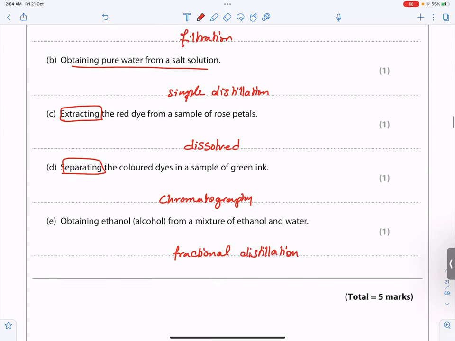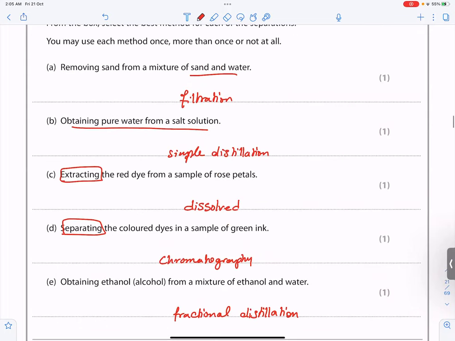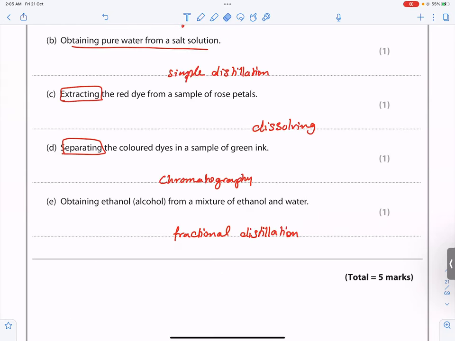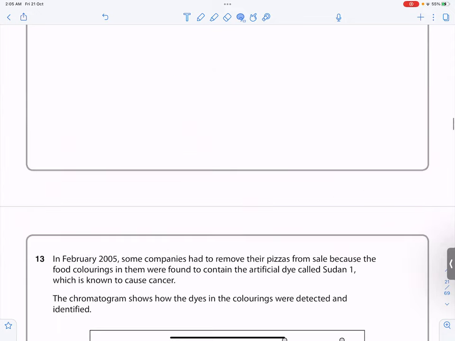يبقى احنا عندنا obtaining pure water يبقى removing sand الأول filtration عشان sand ده insoluble. Obtaining pure water يبقى simple distillation. Extracting red dye يبقى dissolving. وبعد كده separating colored dyes in a sample of green ink هتبقى chromatography. Obtaining ethanol from a mixture of ethanol and water هتبقى fractional distillation.